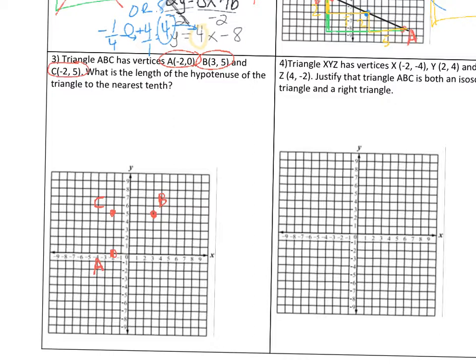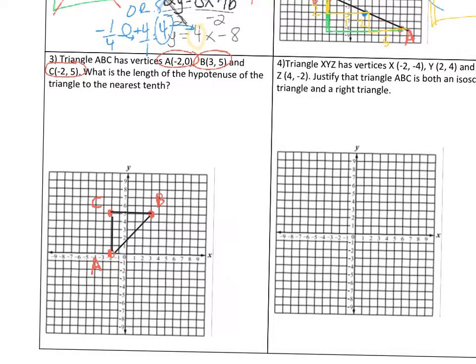So in this triangle, the hypotenuse is going to be the side across from the right angle, which is located at C. And so the hypotenuse is going to be the side AB. So again, hypotenuse is going to be side AB, or line segment AB.